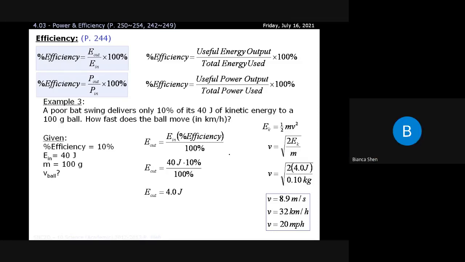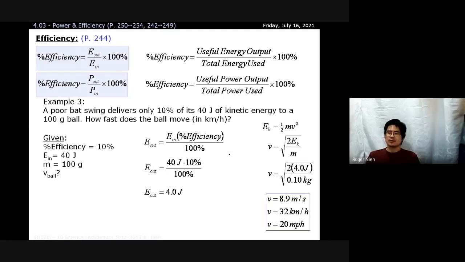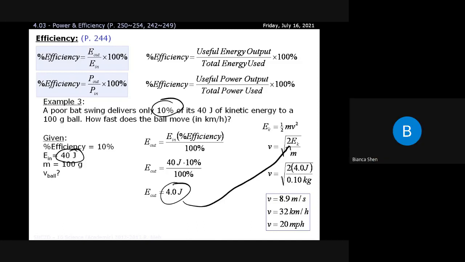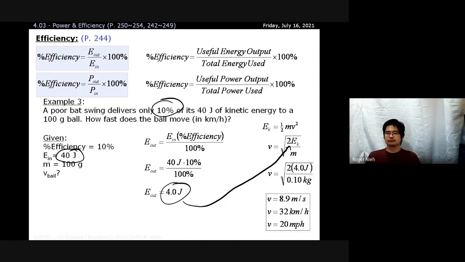So in this case, E out would equal to EK? Yeah, because remember, you're putting in 40 joules of effort, but because it's only 10% efficient, only 4 joules goes into the ball itself. Oh, okay, got it. Thank you. No problem. Any other questions?